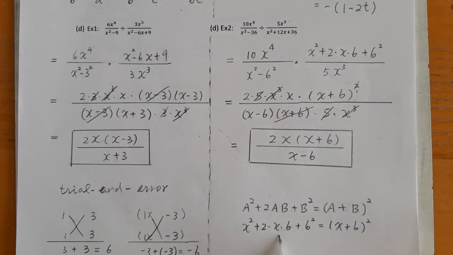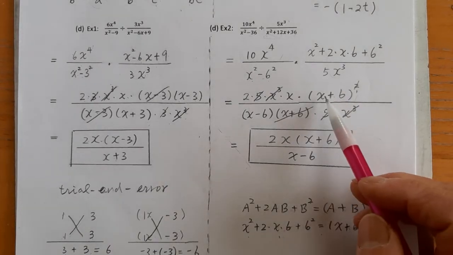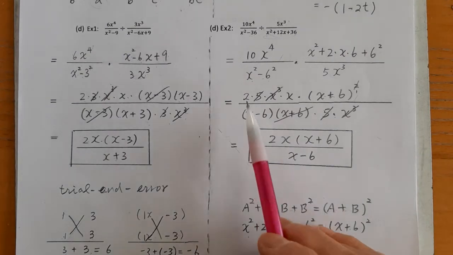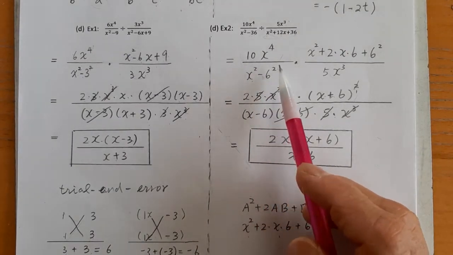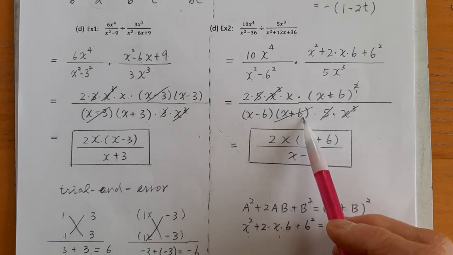And put this way, they are equal. And that will be equal to a, which is x, plus b, which is 6, quantity squared. So factor as x plus 6 quantity squared. And the denominator x squared minus 6 squared factors as x minus 6 quantity times x plus 6.